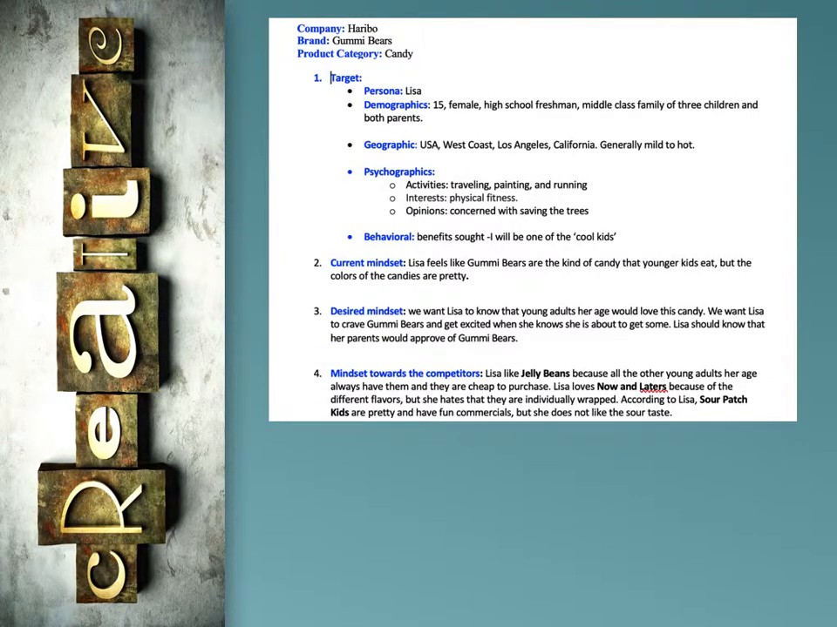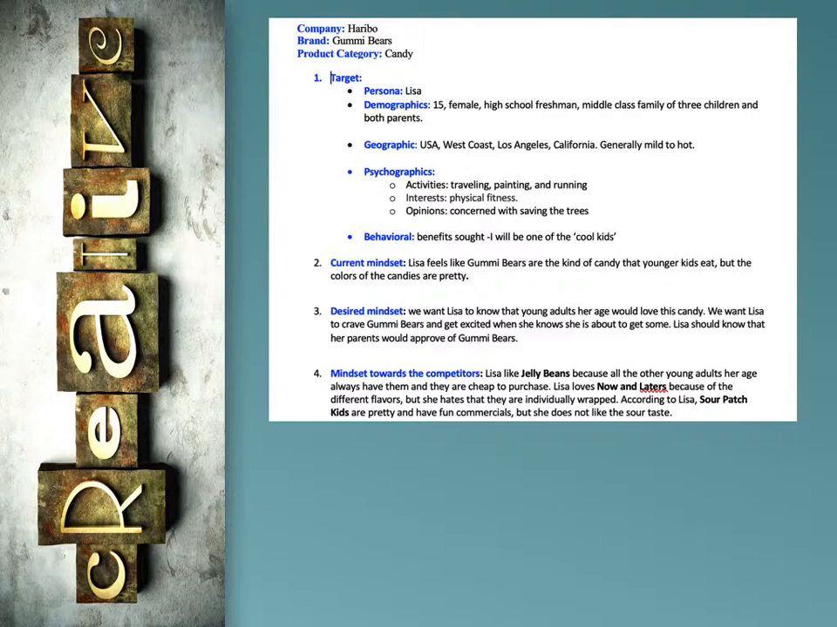And then you have to talk about the competitors. So number 4 is the mindset toward the competitors. We're still talking about Lisa. This is all about Lisa. So our competitors are Jelly Beans, Now and Laters, and Sour Patch Kids. And we know this based on our research. So Lisa likes Jelly Beans because all of the other young adults her age always have them, and they're going to be cheap to purchase.